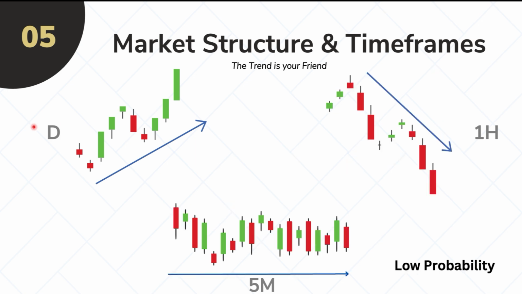But what if on the daily we go up, on the 1 hour we go down, and on the 5 minute we go sideways? That is possible. Then you know, okay, maybe I should wait before the trend is aligning itself again with all three time frames. Remember the rule of 3? You need to keep applying that to your trading.